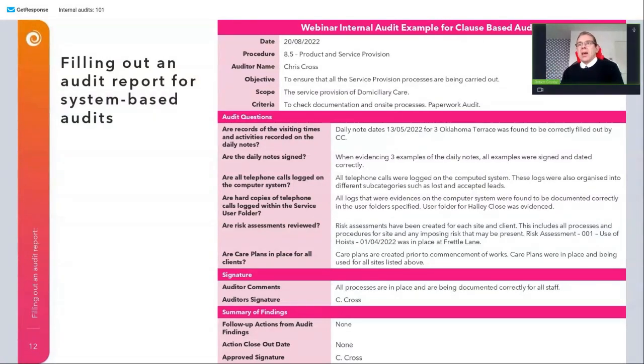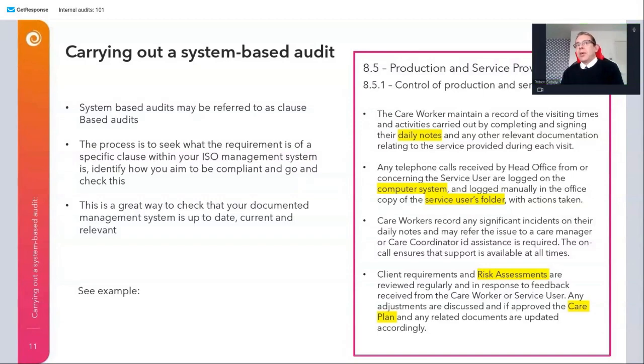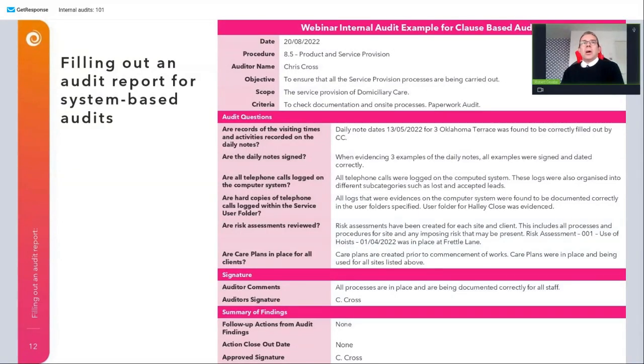Remember it said there about telephone calls in there. So we had a look there. Are we recording the telephone calls on the computer system? The computer system was accessed, and in this case, they found that the telephone call logs were being recorded. So as you can see, we're building up confirmation that what we say and expect to be done is actually being achieved. And you can see that the purpose of the audit report is to actually record the evidence that we found. And what that does is it gives you assurance that your processes are working.